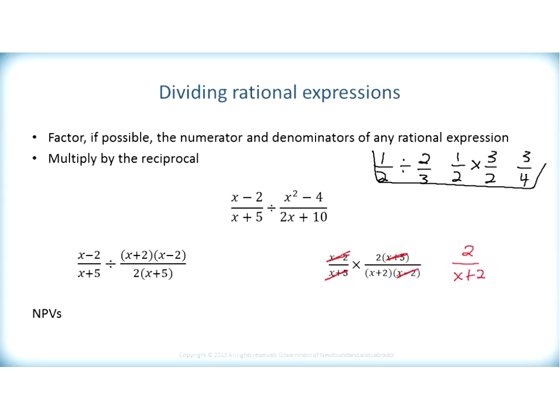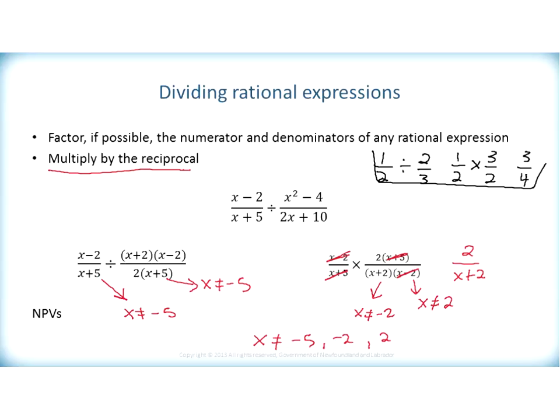But yet, the NPVs, anything that has been in the denominator. So that means x cannot equal -5. x cannot equal -2. And x cannot equal 2. So, in all, x cannot equal -5, -2, and 2. So remember to multiply by the reciprocal when we're dividing rational expressions.